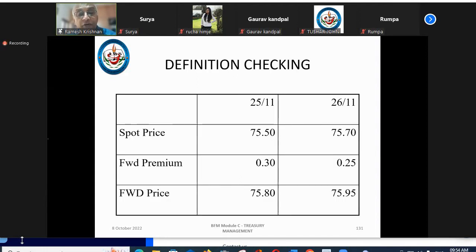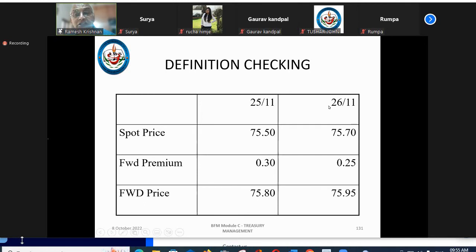Now, if I give a table: today's spot price is 75 rupees 50 paise. We are on November 25th. And today's forward premium for, say, 1 month is 30 paise. So if you give a forward contract price to a customer as a bank, you will add 75.50 and 0.30 to give 75.80. So Bank of Baroda may give 75.80, SBI may give 75.81, Canara Bank may give 75.79. So hardly a 1 or 2 paise difference, but it will all be in the same range.